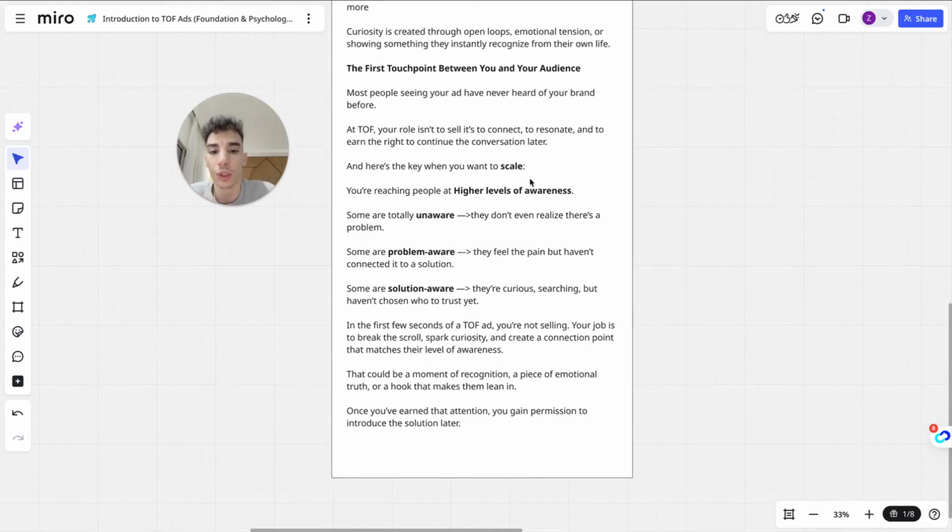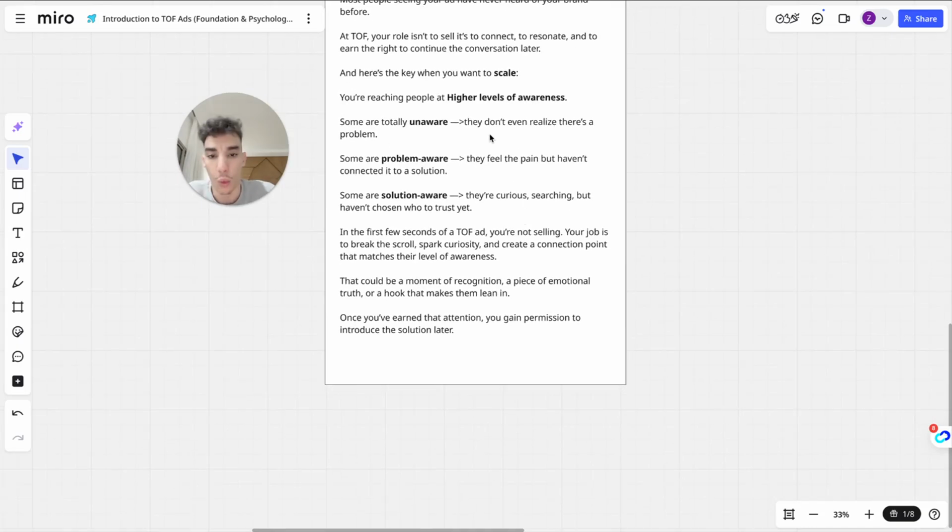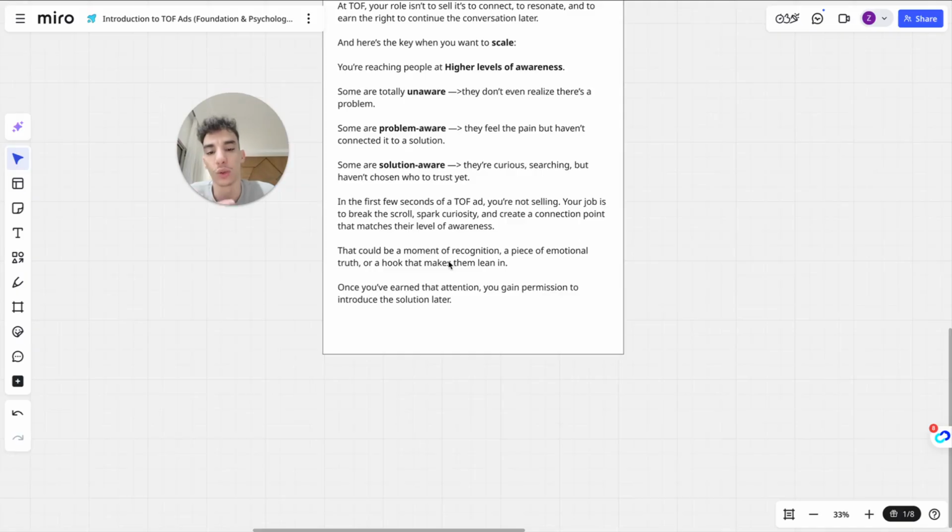And here's the key when you want to scale: you're reaching people at different levels of awareness. Some are totally unaware, they don't even realize there is a problem. Some are problem aware, they feel the pain but haven't connected to a solution. Some are solution aware, they're curious and searching but haven't chosen who to trust yet, or what solution they need to go with. In the first second of top of funnel ads, you're not selling.